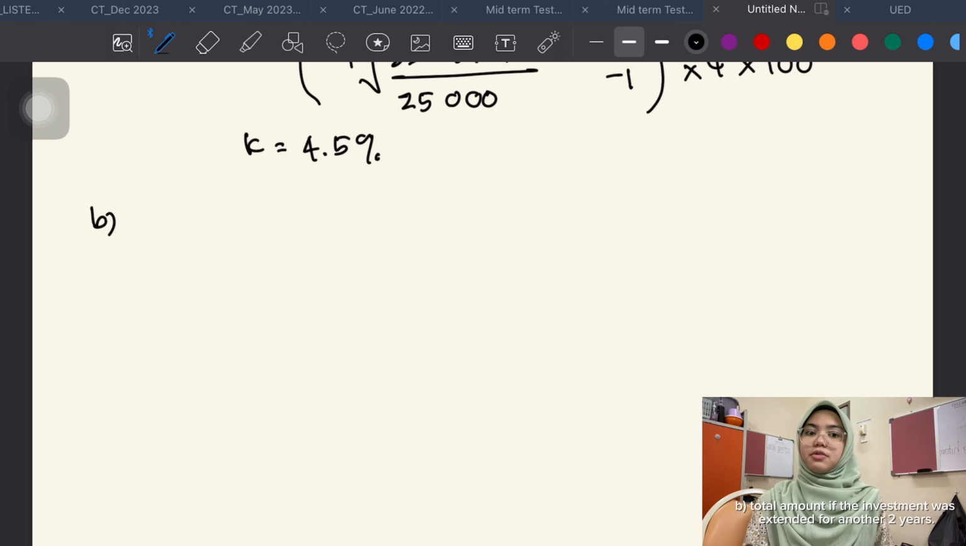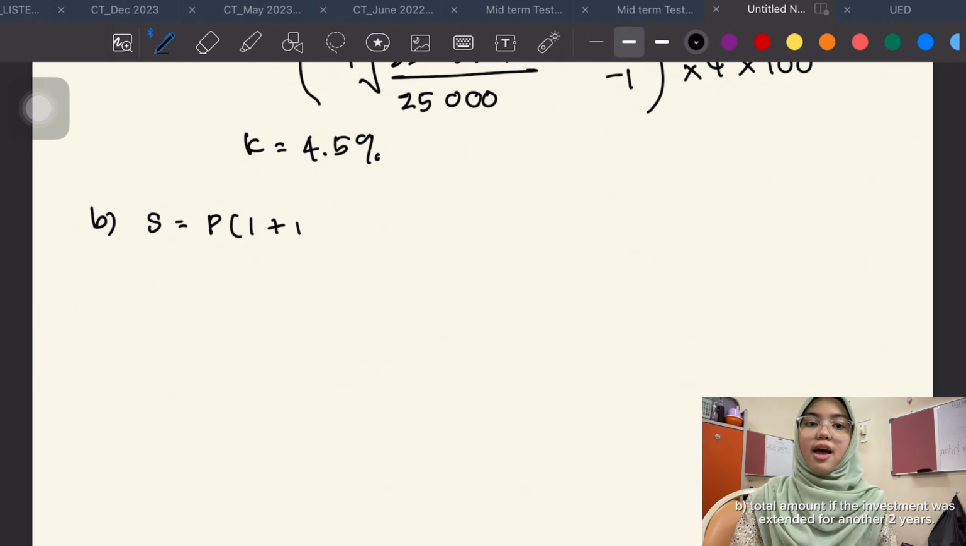Next we are going to answer question B, where we just use the same formula as A, but we need to find S, which is the total amount if it extends for another 2 years.